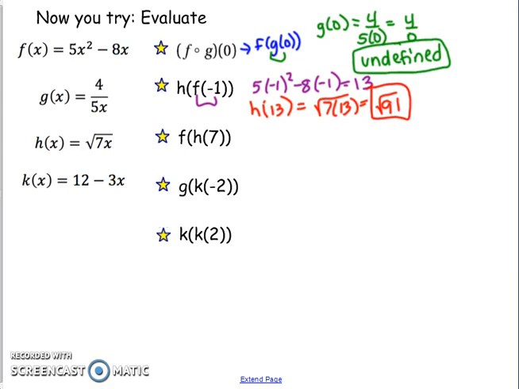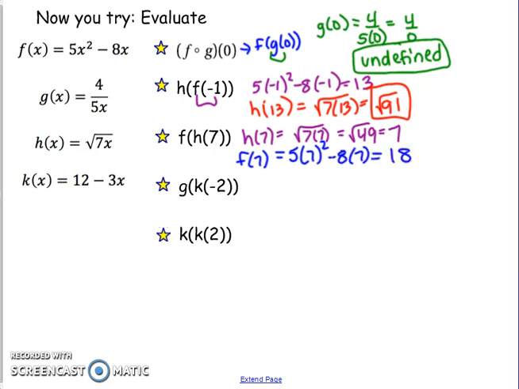f of h of 7. First thing we're going to do is h of 7. It's going to be the square root of 7 times 7, so square root of 49, which is 7. And then we're going to do f of 7: 5 times 7 squared minus 8 times 7 equals 189.